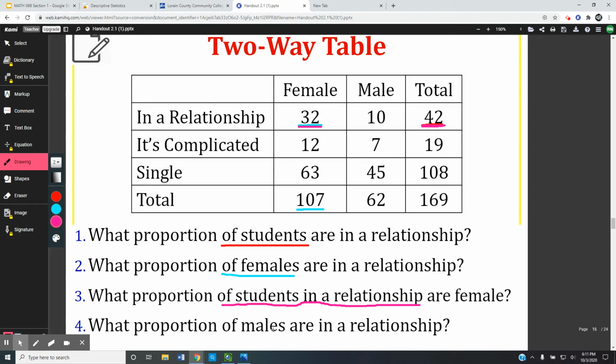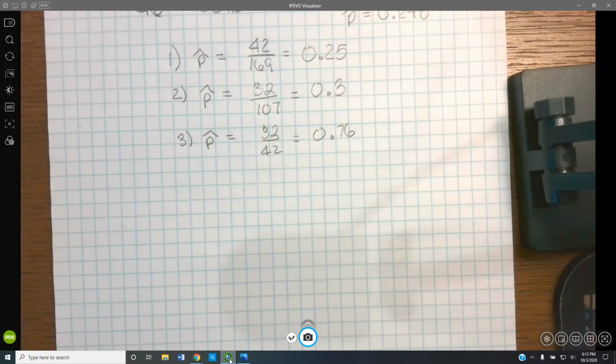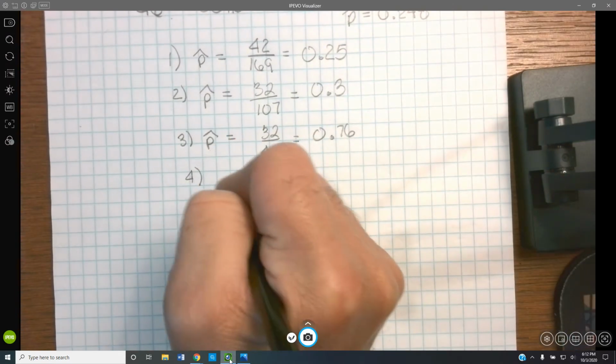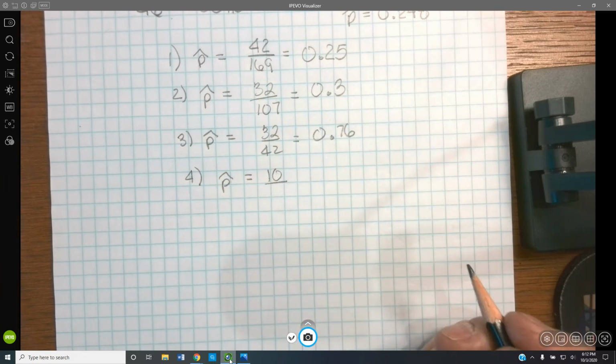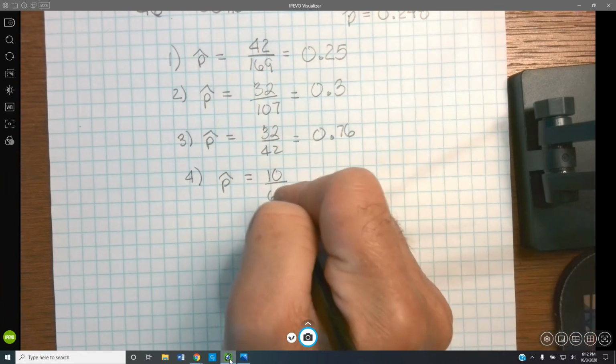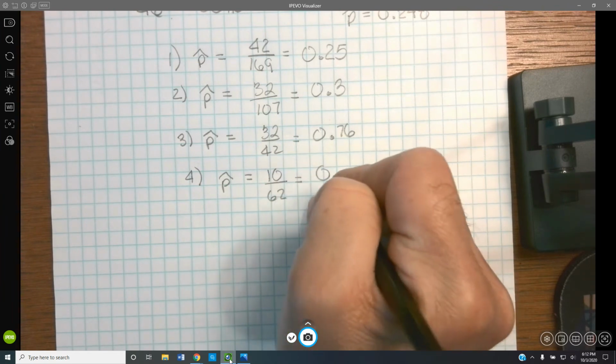What proportion of males, okay, so it's of males, are in a relationship? Okay, well, there are 62 males, and of them, 10 are in a relationship. So my p-hat calculation for number 4 is 10 are in the relationship out of 62 actual males for 0.16.